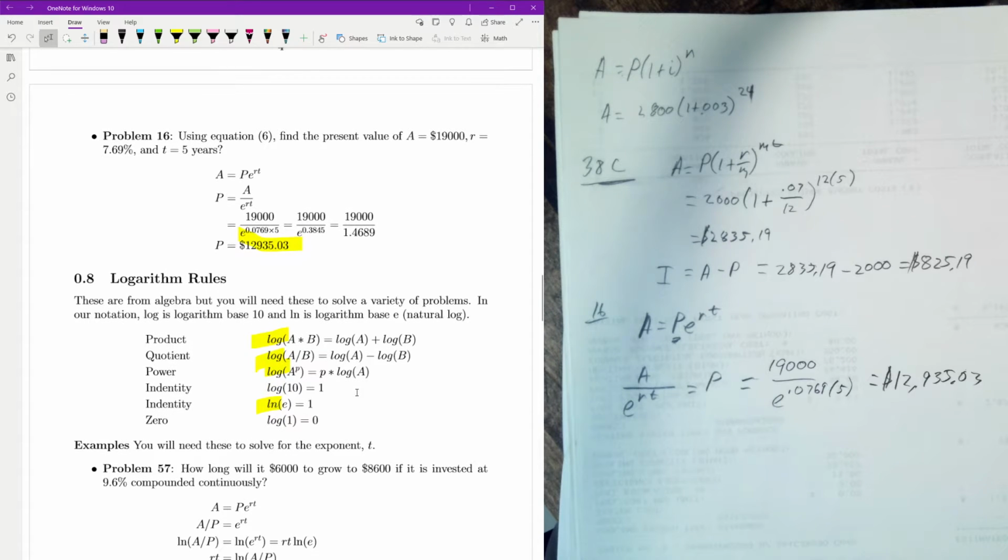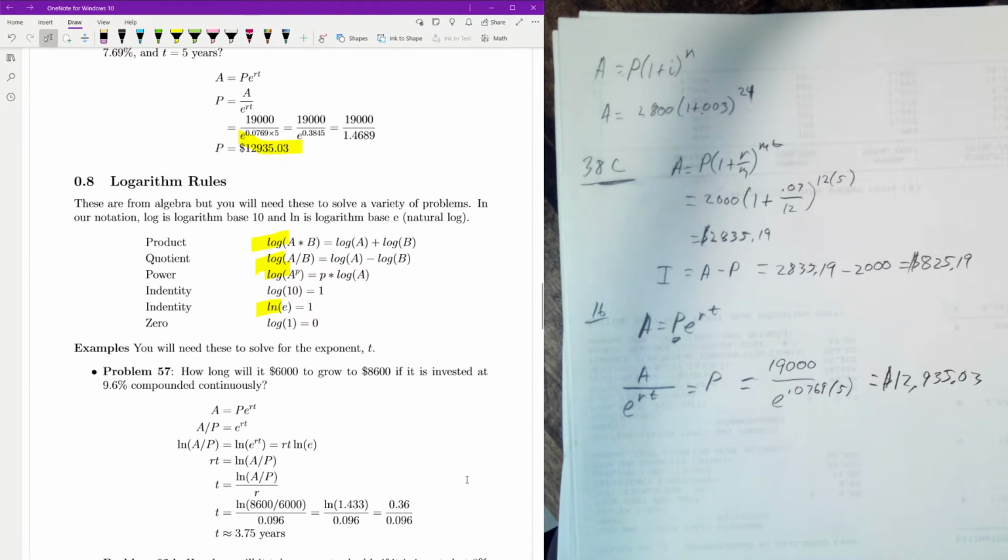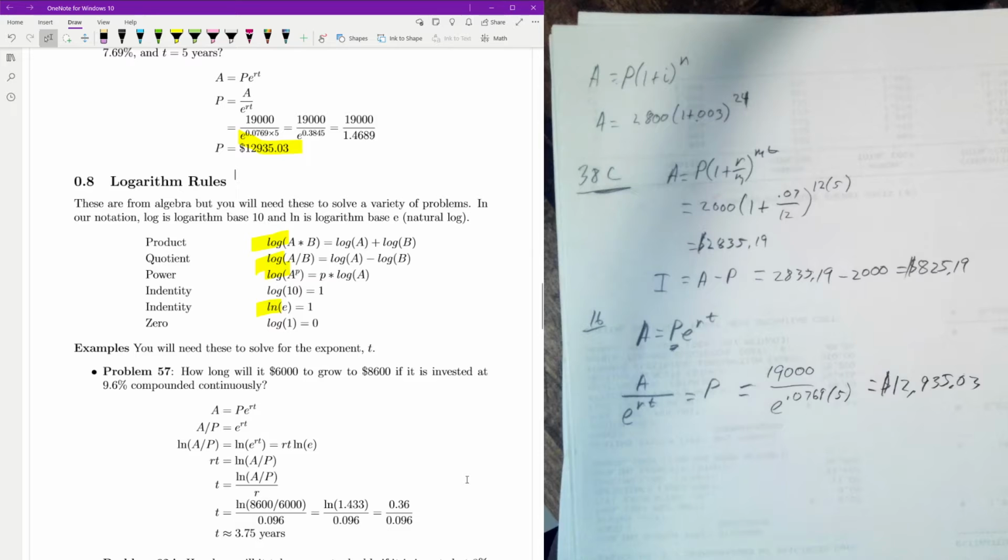Now we're going to do some that require using logarithm rules. We're going to do problem number 57. Get a new piece of paper out.